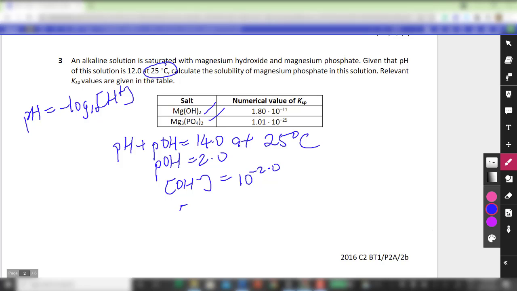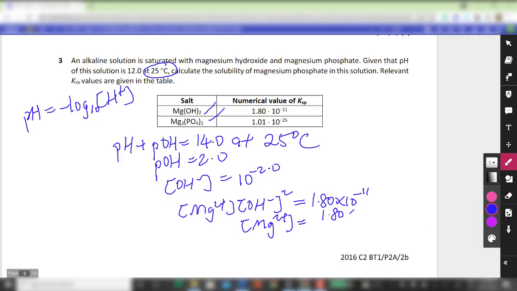In that case, we're going to have Mg2+ multiplied by hydroxide squared, and this is equal to the KSP, which is 1.80 times 10 to the power of minus 11. We can easily determine the concentration of Mg2+ to be 1.80 times 10 to the power of minus 11 divided by 10 to the power of minus 2.0 squared, and you can easily get 1.80 times 10 to the power of minus 7 moles per dm cube.